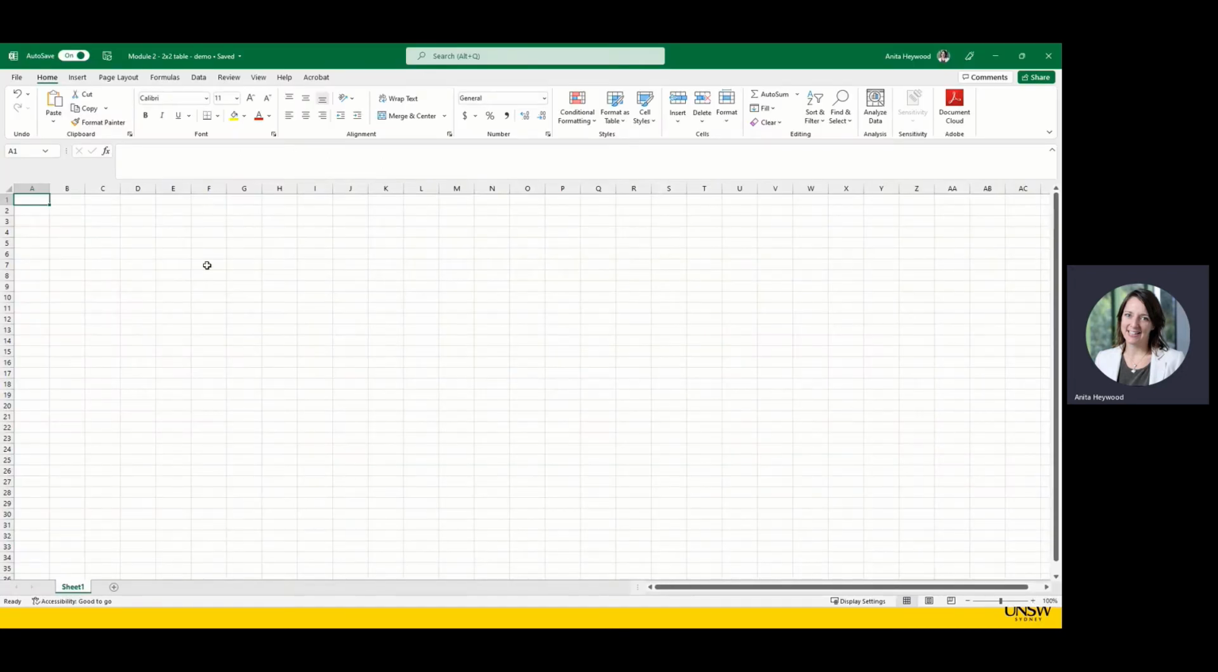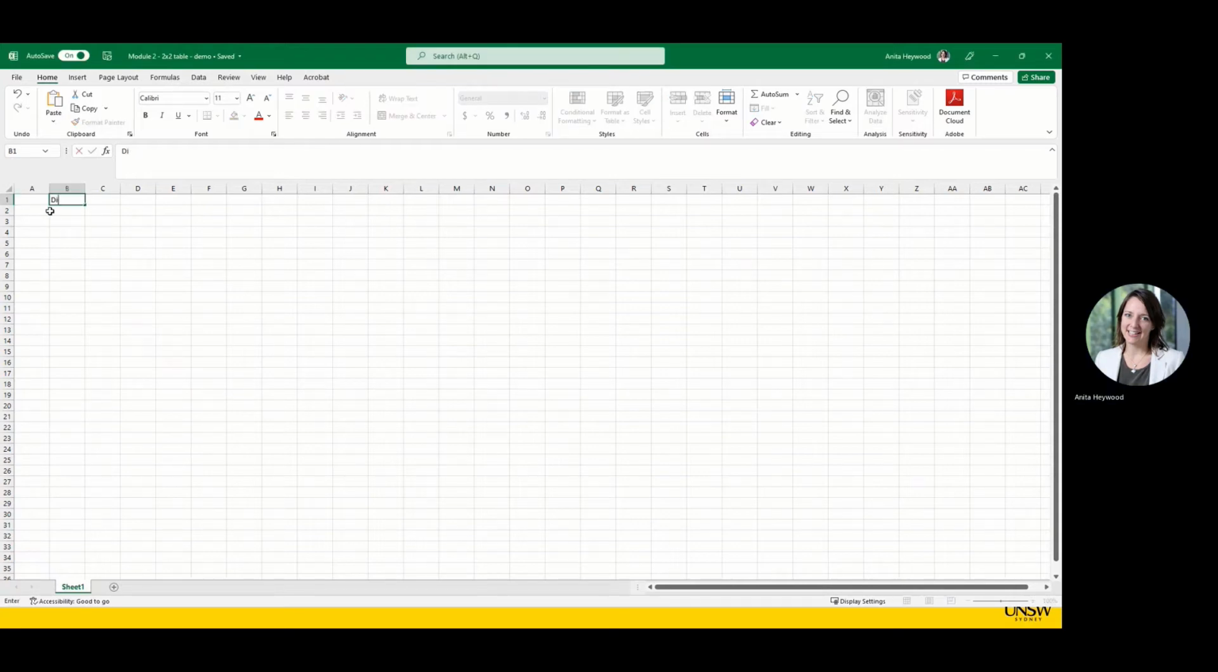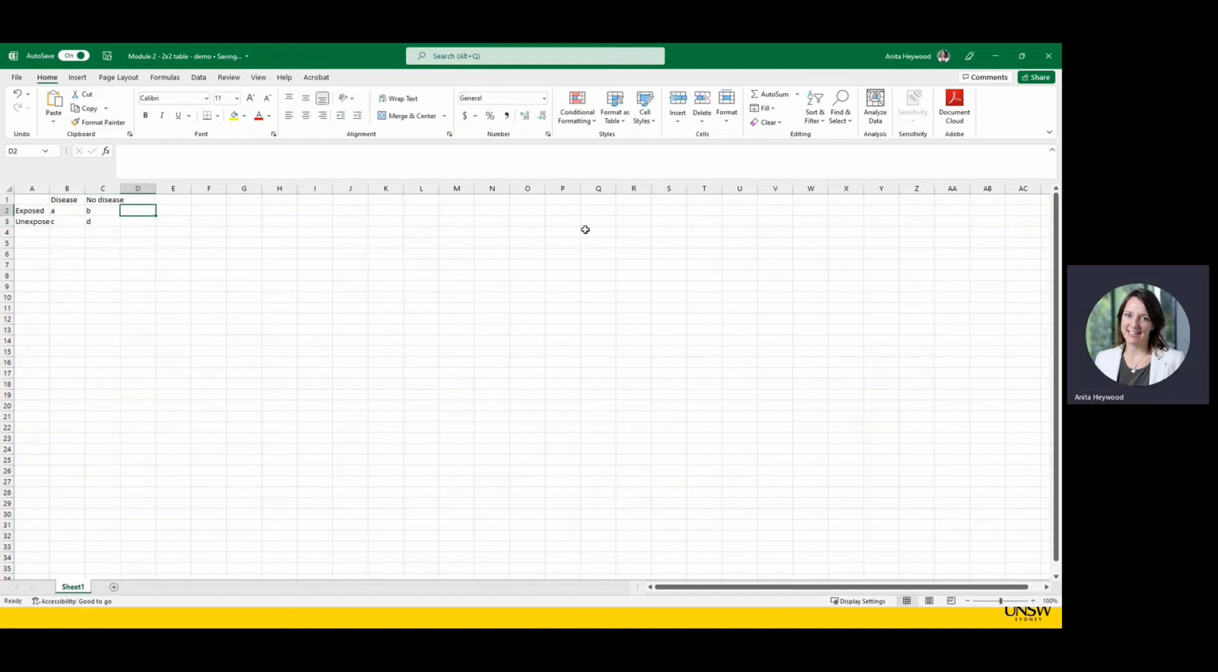So I've just opened up an Excel sheet. So we're going to use this Excel sheet to create a 2x2 table. Let's start off first with disease, no disease, exposed, and unexposed. We have A, B, C, D, and then here we've got A plus B, C plus D.